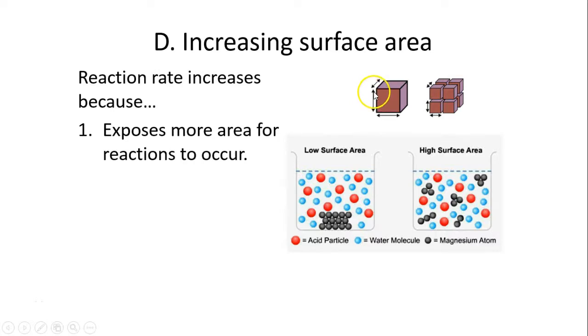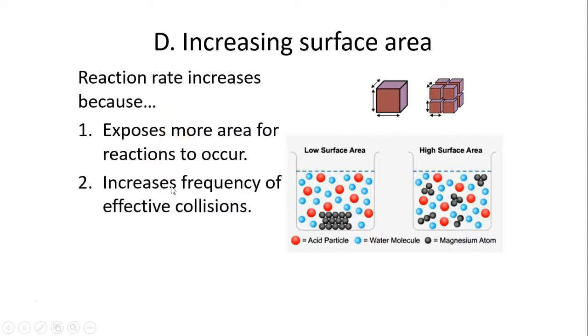So if I decrease the size of the particles, I get an increase in surface area. And as I was saying, it exposes more area for that reaction to occur. And the reason for that is it's increasing the frequency of effective collisions. Remember, those collisions need to have enough energy and they need to be lined up properly, but if you increase the number of collisions, there's a greater chance that that'll happen.